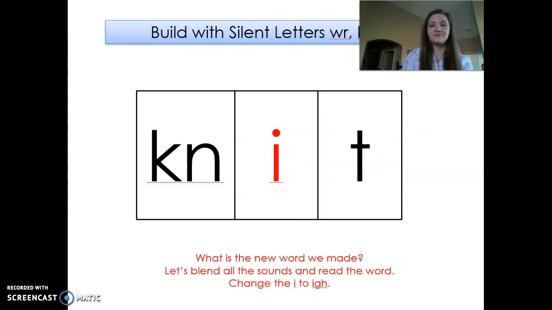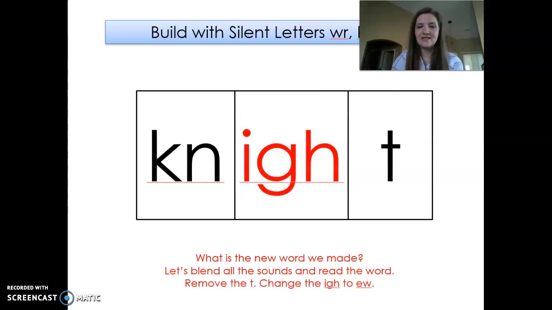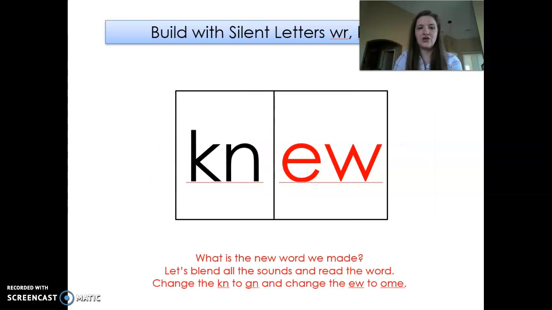Knit. Change the I to an IGH. Remember, IGH is the long spelling of I. What's the word? Night. Remove the T and change the IGH to an EW. So picture that in your mind. Take the T off, so we end with the vowel sound, but instead of IGH, we'll have EW. What's the word? New.